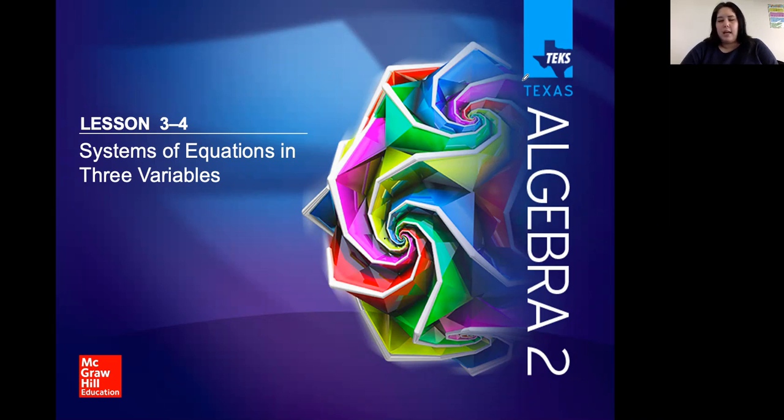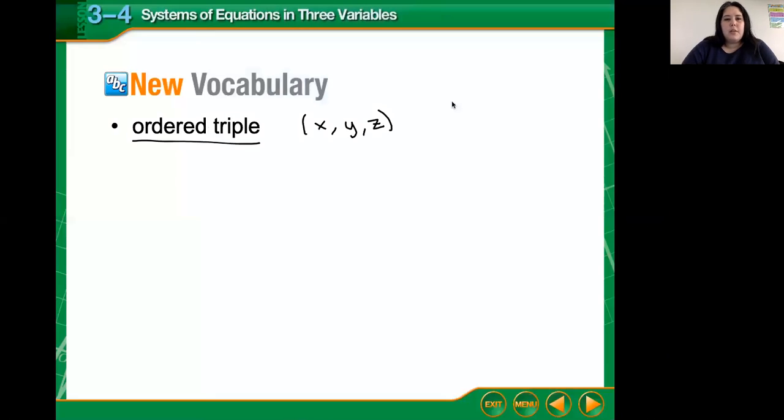This time we're adding a third variable, usually called z, but it could be another term depending on word problems and such. One of the things we have in our vocabulary now is an ordered triple, and this just means that our coordinate point is written as x, y, z in parentheses, so that it still determines a location. It's just that now we're adding a third variable.